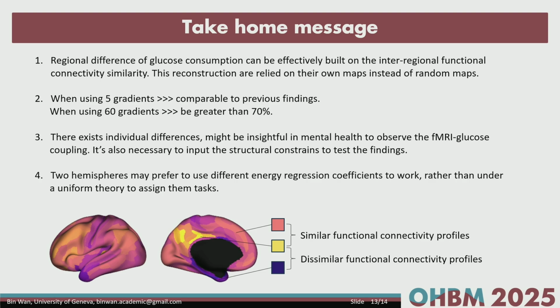And then finally, we find two hemispheres may prefer to use different energy regression coefficients to work, rather than a uniform theory to assign them to tasks.